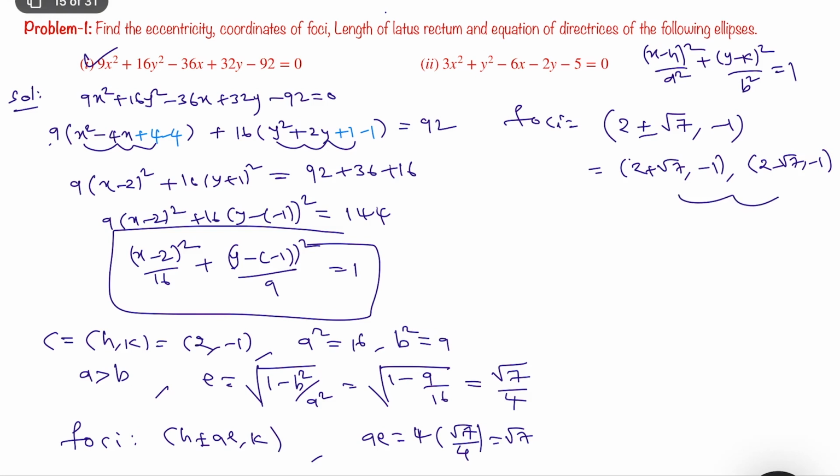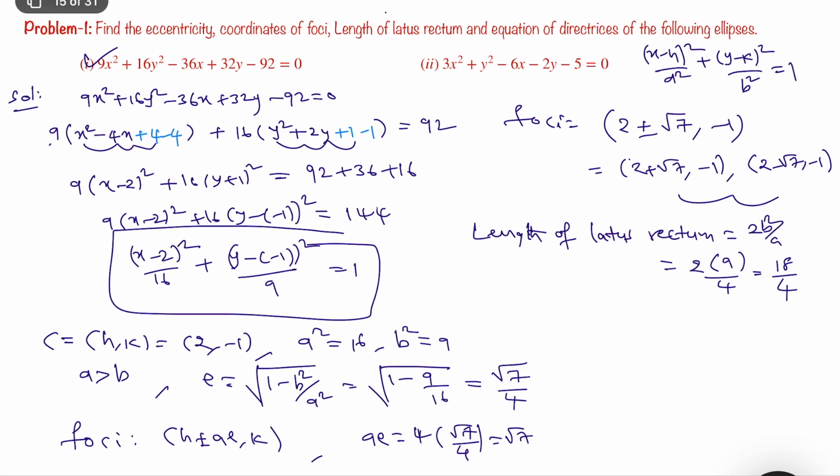Next, the length of the latus rectum. For the a greater than b case, we know the length of the latus rectum equals 2b square by a. So what is b square? We have 9 by a, a is going to be 4. So it's going to be 18 by 4.